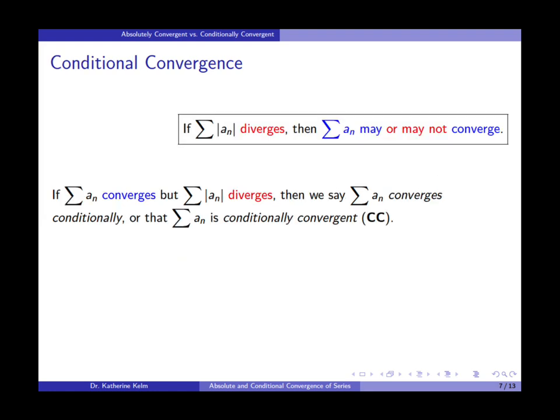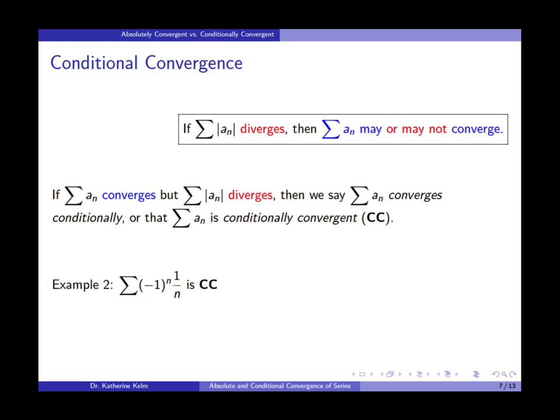On the other hand, we saw that if the series of absolute values diverges, then the original series may or may not converge. If a series converges, but the series of absolute values diverges, then we say that the series converges conditionally, or that the series is conditionally convergent, which I'll abbreviate with CC.